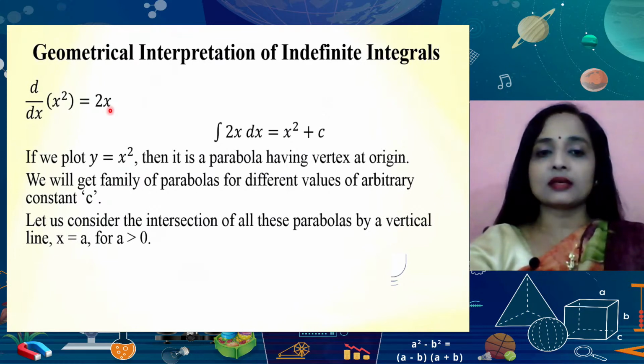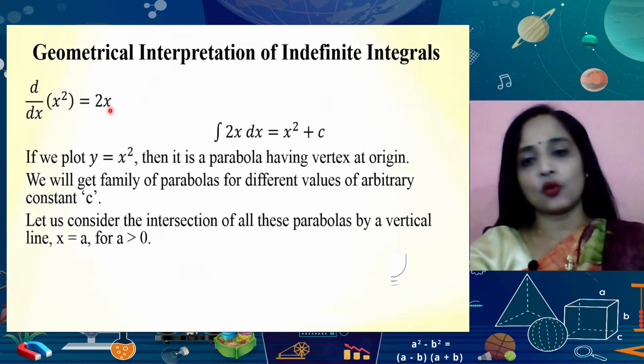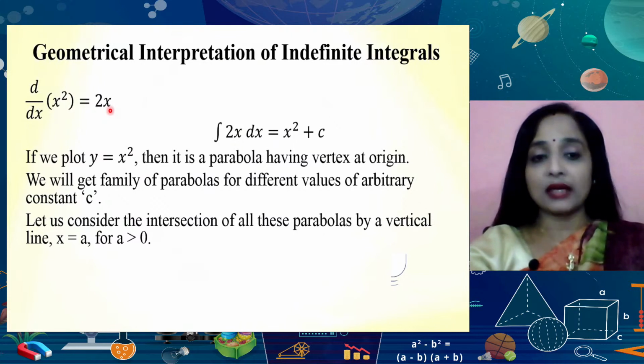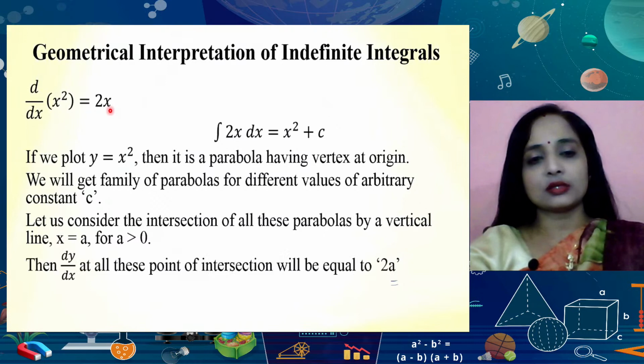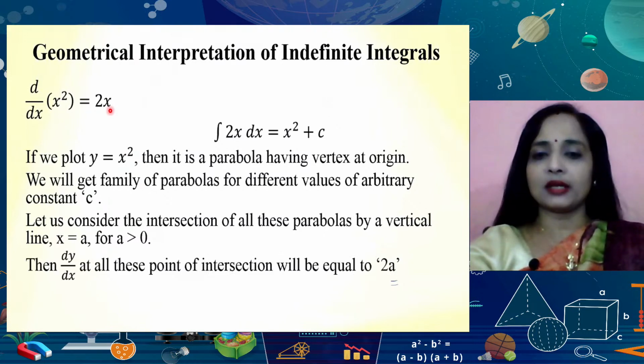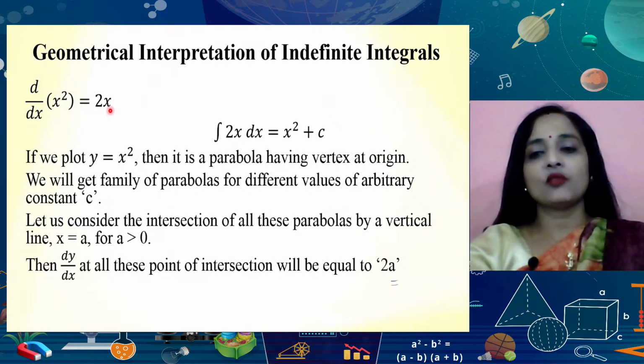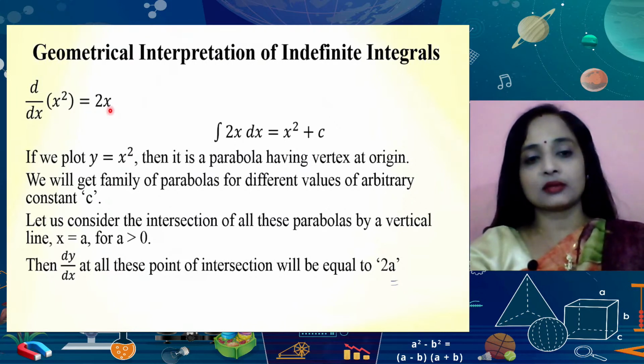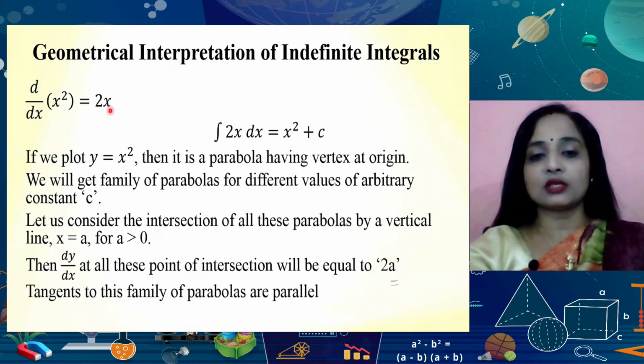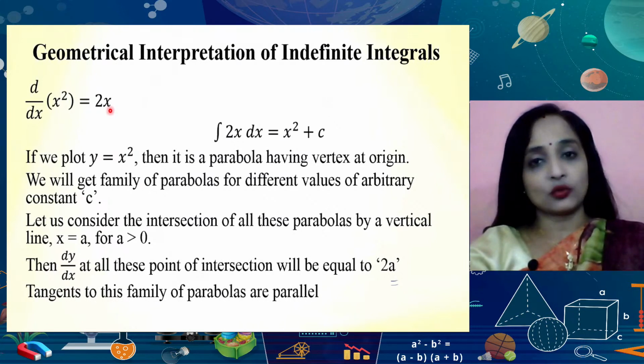So let us consider the intersection of all these parabolas by a line x is equal to a, for a is equal to 0. So then dy by dx will represent all these points of intersection, which will be equal to 2x. And tangents to this family of parabolas are also parallel.